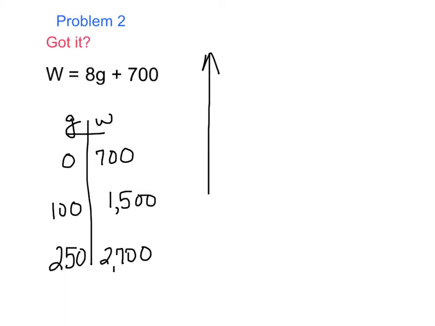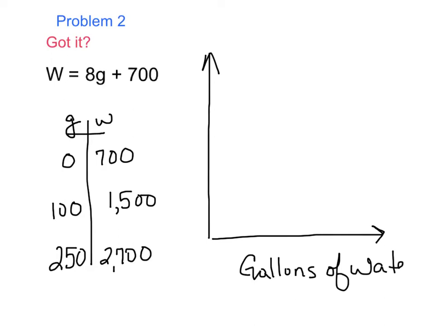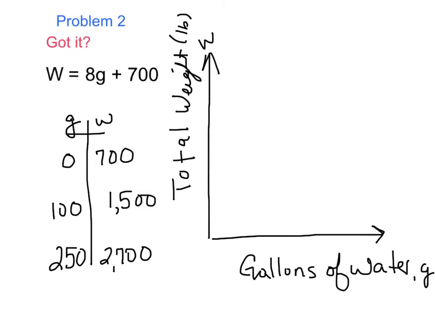We only need the first quadrant since we're talking about number of gallons of water and weight, and you can't have a negative value of either of those. Your x-axis is actually gallons of water. We have to make sure we label. And our vertical axis is the total weight, which we know is in pounds. Since I have to go on the g-axis, which is like your x, I have to go from 0 to 250. I'm going to count by 50s.